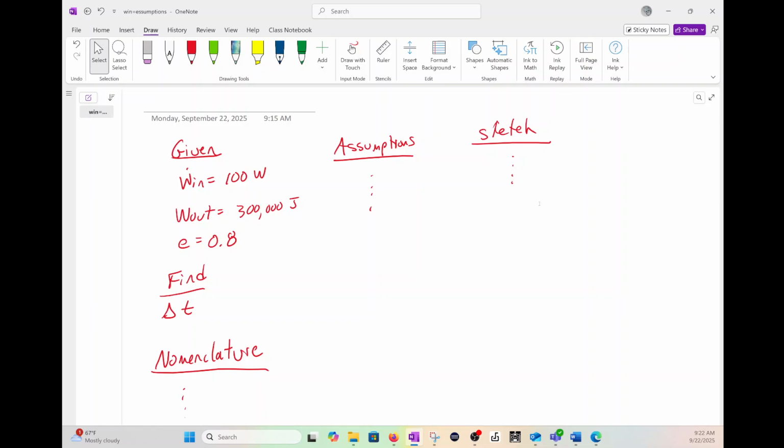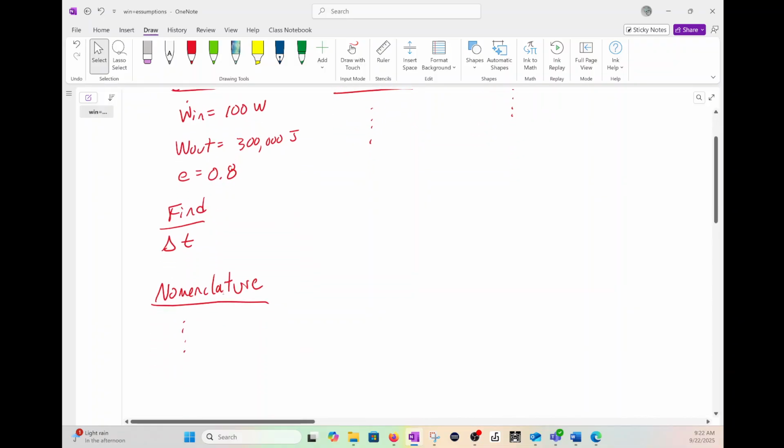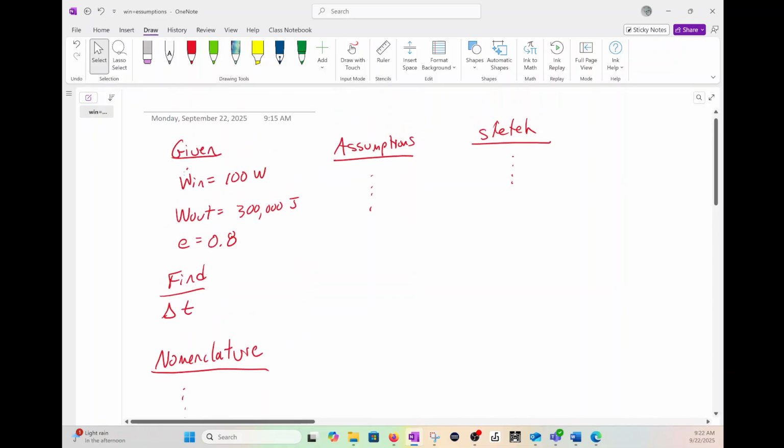Okay. Do your best. Right now it's about understanding how to set up the problem and how to do it correctly. Okay. So given, assumptions, sketch, and then what we're finding. Now, find is what the problem's asking. Okay. We're looking for the time or delta t. So that's all you put here. Okay. And then nomenclature, which is what are these variables you're using? What is E? Well, E is efficiency. What is W out? That's your output energy.